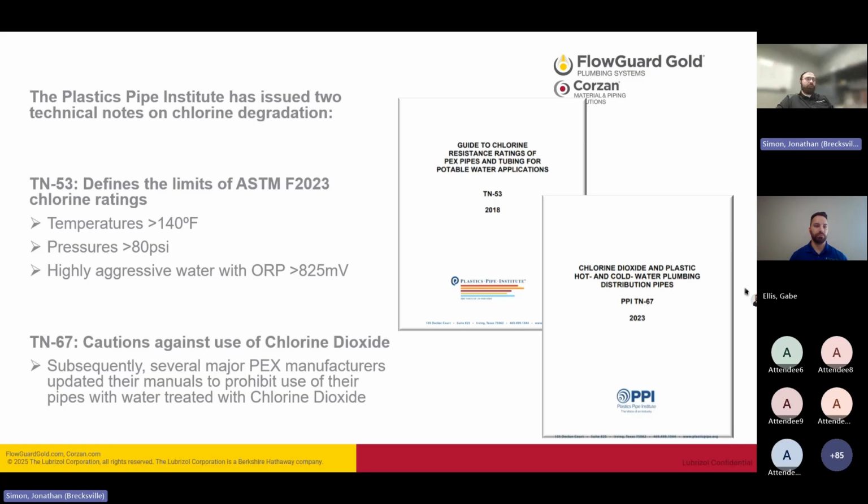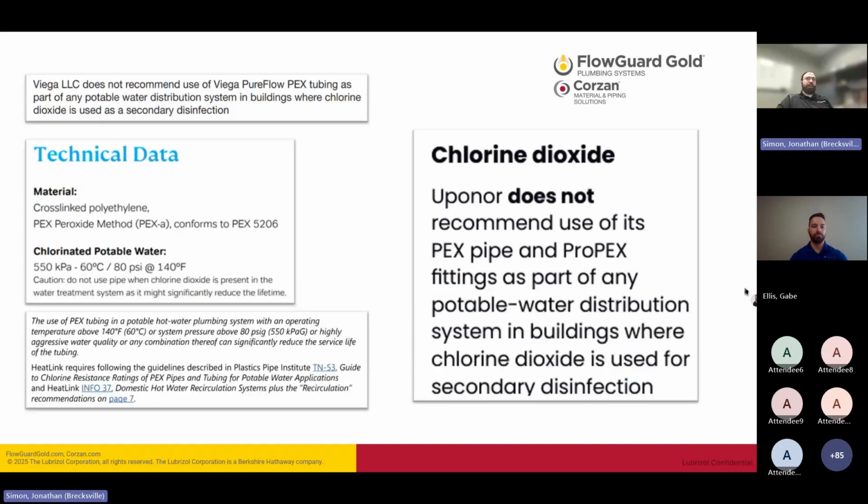Subsequent to the issuance of PPI TN67, we've seen several major PEX manufacturers update their manuals to prohibit the use of their pipes or recommend against the use of their pipes in water that's been treated with chlorine dioxide. Each manufacturer can use slightly different language, but we've seen several market leaders saying we do not recommend the use of our pipe or fittings as part of any potable water system where chlorine dioxide is used for disinfection or where chlorine dioxide may be present in the water treatment system.